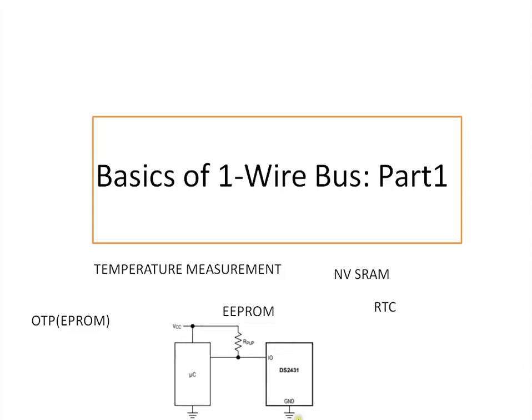Here you can see a DS2431, a memory IC which has one-wire bus built into its functionality, and it is connected to the microcontroller pin. And as this one-wire pin is open drain, an external pull-up resistor needs to be connected like this, and the microcontroller will store and retrieve the data from the memory IC over the one-wire bus.